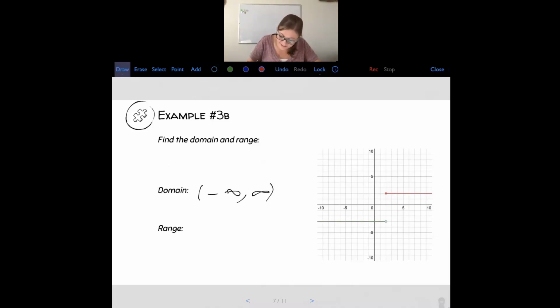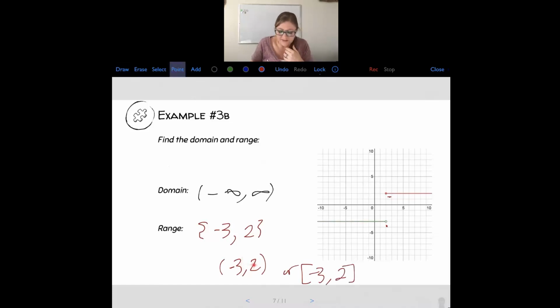For the range, again, we only have 2 values, negative 3 and 2. So we list them out in set notation. The reason it's not negative 3 to 2 is that would mean everything in between. It would mean negative 2, negative 1, 0, 1, 2, and infinitely many values in between. But that's not the case. We only have 2 values in our range. Same thing here: this would include negative 3 and negative 2, but also negative 2.9, negative 2.8, negative 2.7, which is not what we have from this function. There are only 2 y values, negative 3 and 2.